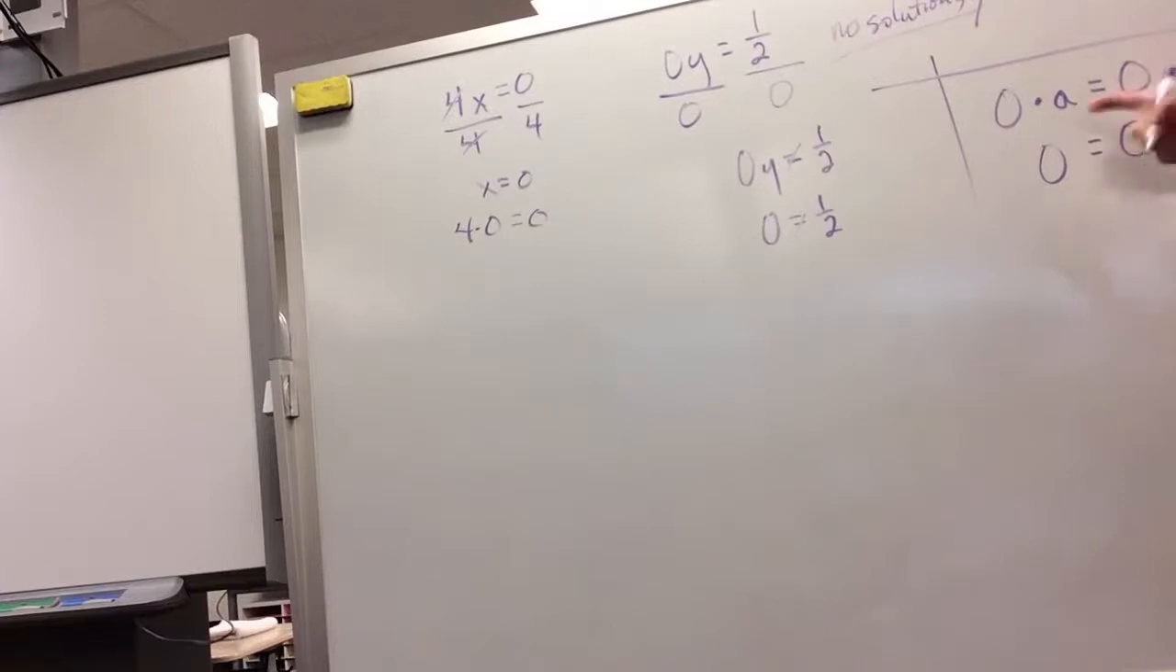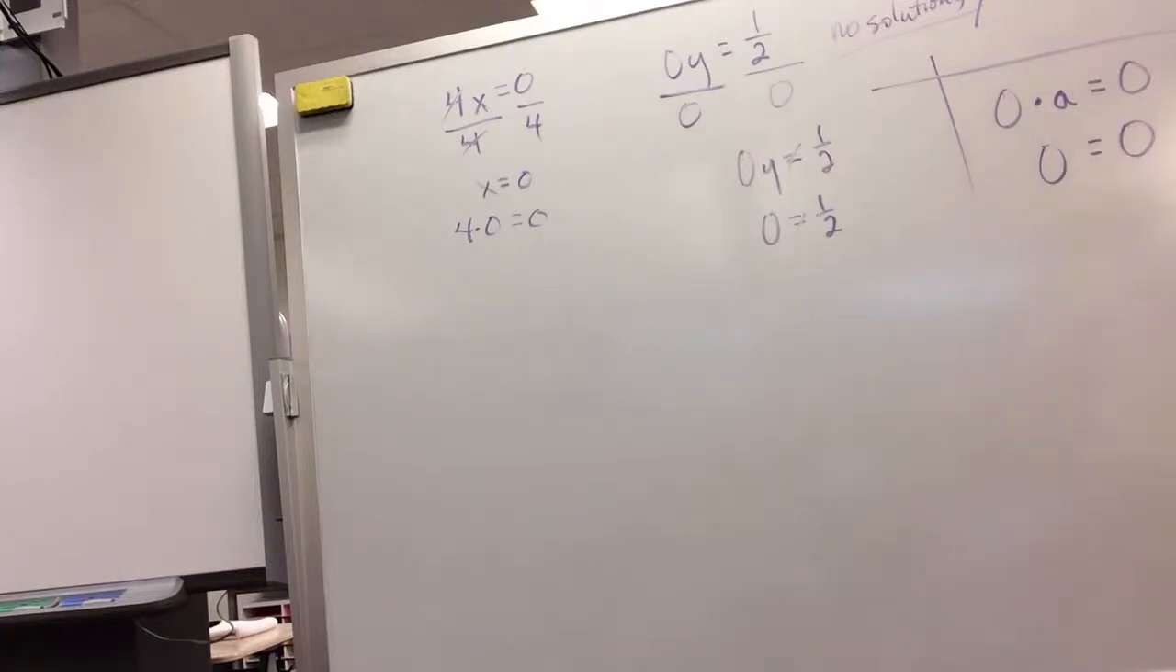In other words, does it matter what number I put in here? 0 times 1, 0 times negative 5, you're always going to get 0. So there are no restrictions in that case. a could be any number. And that's how we write it. We say something to that nature.